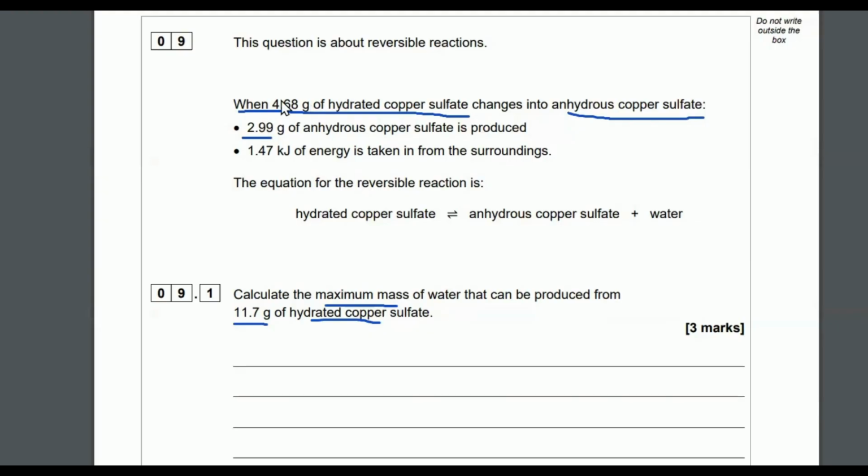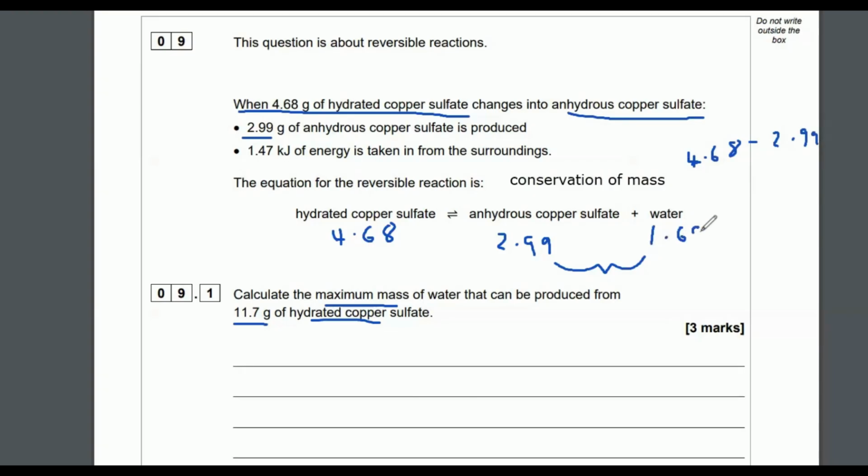Calculate the maximum mass of water that can be produced from 11.7 grams of hydrated copper sulfate. So if you had 4.68 grams of hydrated copper sulfate, you end up with 2.99 grams of anhydrous copper sulfate. How much water would you have? So think about the conservation of mass. Well, we can do 4.68 minus 2.99, and we'll find out exactly how much water we would have left over. And so we're going to have 1.69 grams of water left over. Now that's going to score you a mark there out of 3 marks.